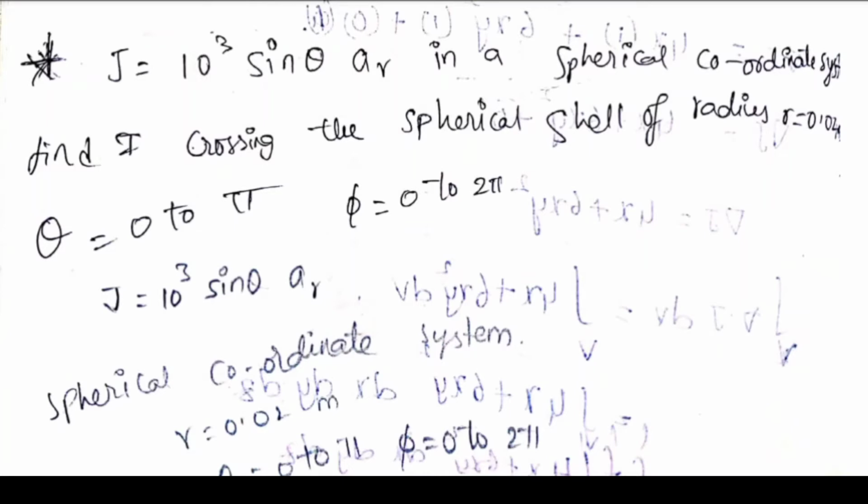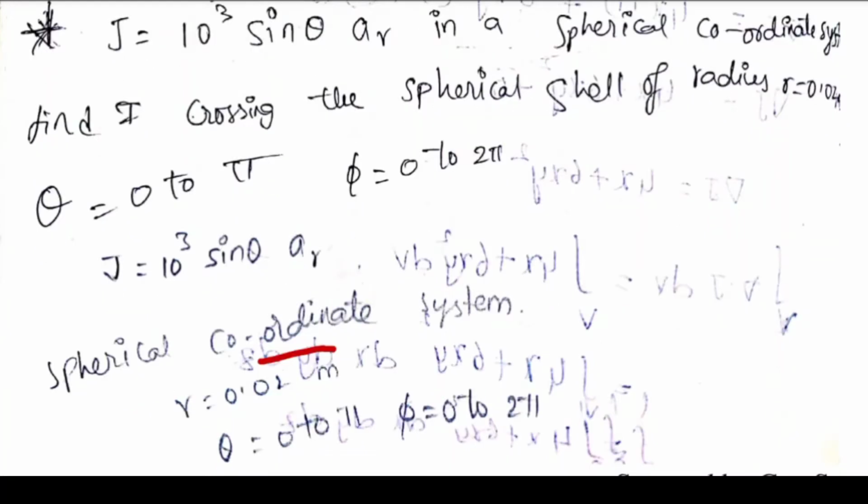In spherical coordinate system, we have to remember what the coordinates are. r, theta, phi are the coordinates. The r is given as 0.02 meters, and we have to remember the limits of theta, that is 0 to pi, whereas phi is 0 to 2 pi. If you want to refer to the spherical coordinate system, go to the coordinate system video, then you can understand what theta is, what phi is, what radius r is.